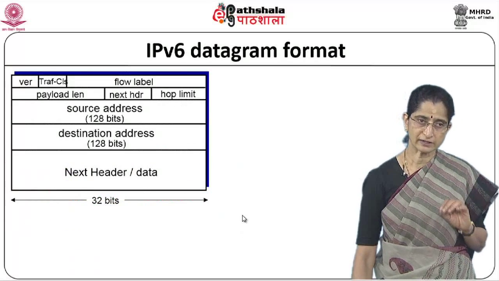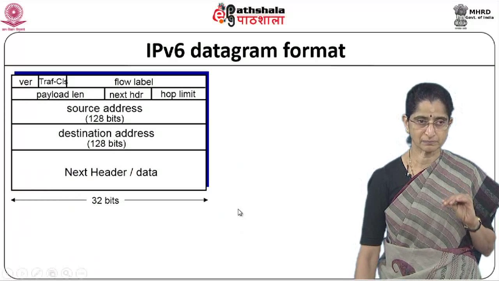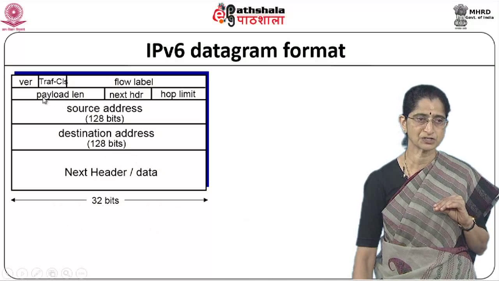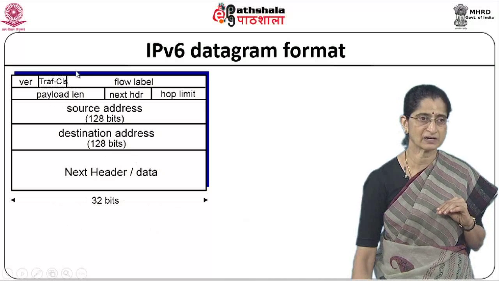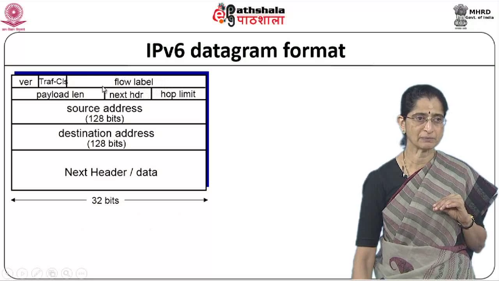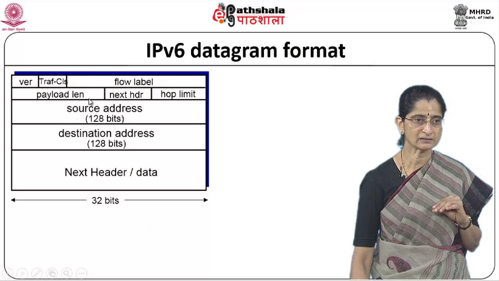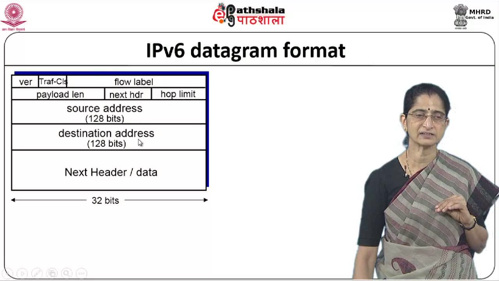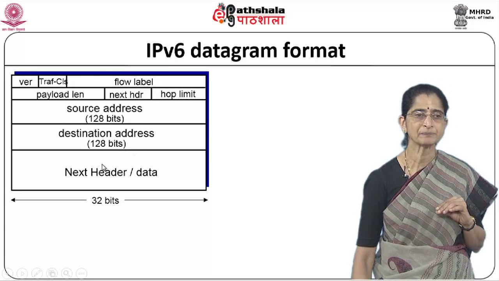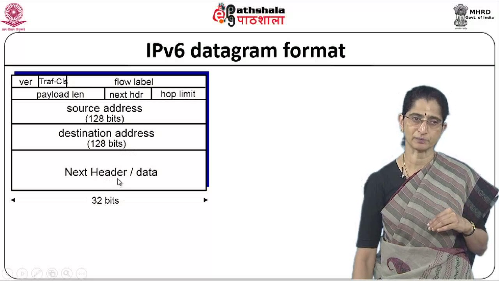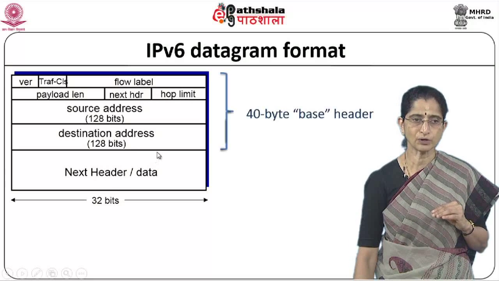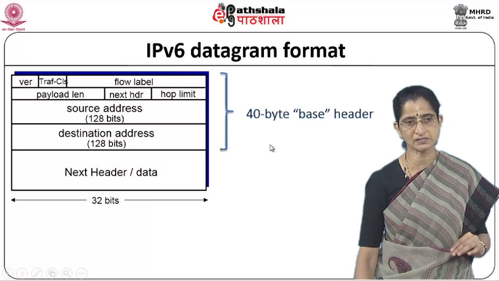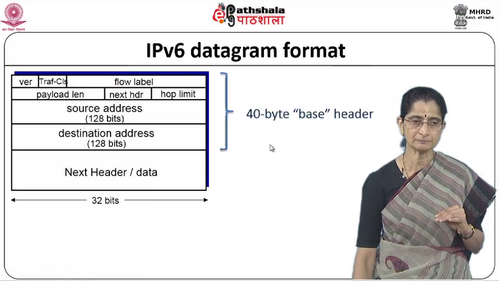Now, coming to the datagram format, we said that the format is a very simple format. If you look at the format, you can see that you have a version field and something called a traffic class field, then there is a flow label and then we have a payload length, then a next header, a hop limit, then the source address and the destination address. This is followed by either next headers and then followed by the data. So, overall you can see that this entire thing is just a 40 byte base header. All IPv6 datagrams have this 40 byte base header.